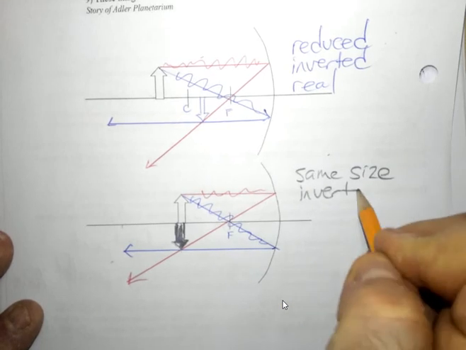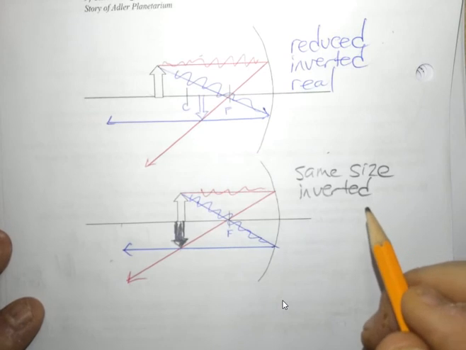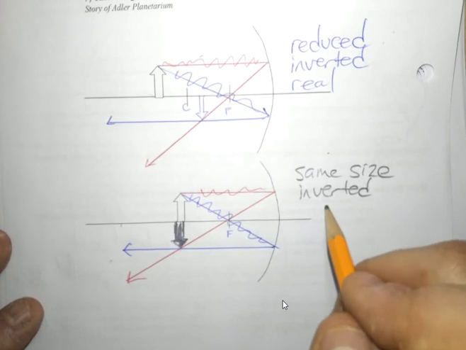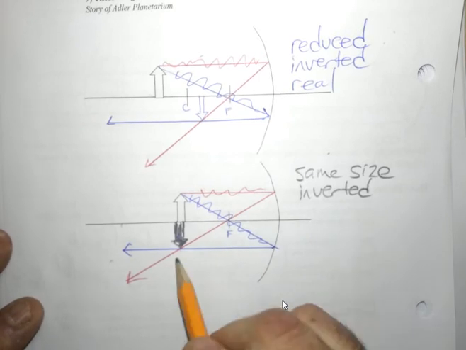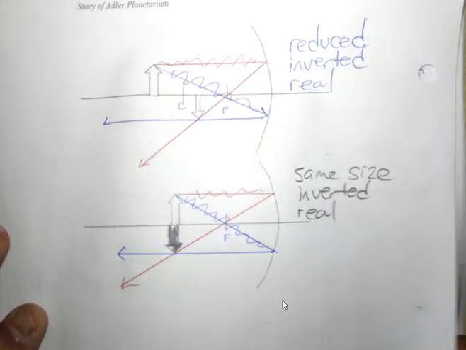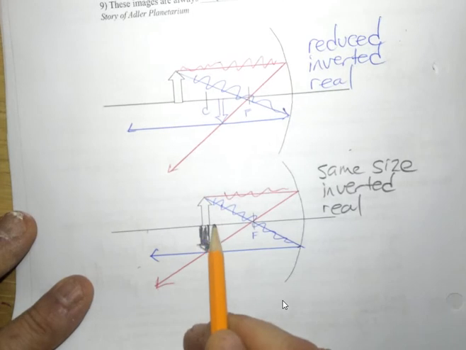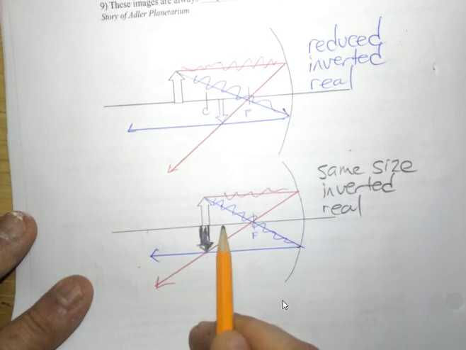Would I still call this real? Do the light rays really travel through this spot? Yeah, they do. So it is still real. Okay, now, as the object is brought even more close, what do you think is going to happen to the image? Make your prediction now, because that's what we're going to be drawing.